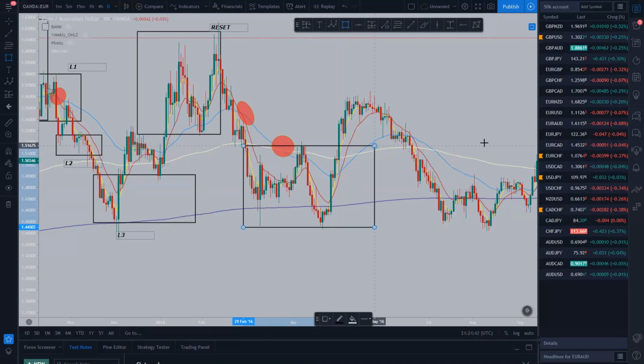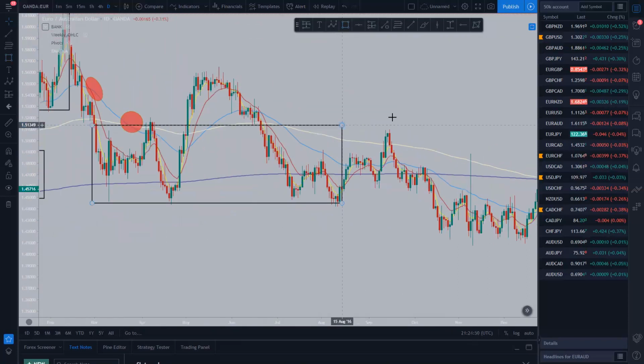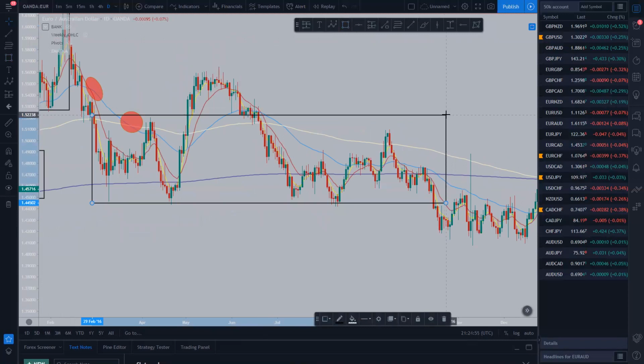Okay. Now I'm going to go with this. Personally, I would have gone for a year, but I'm going to go with this. Because like I said, how we identify levels may be different, but what matters is we're able to make money from it, right?